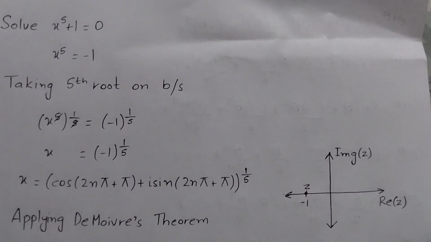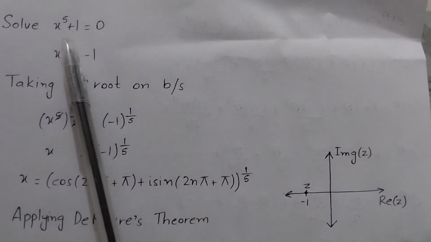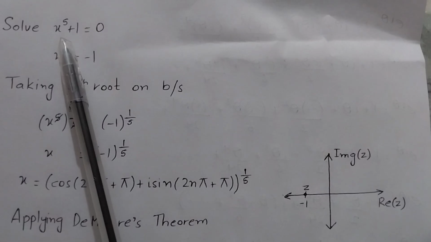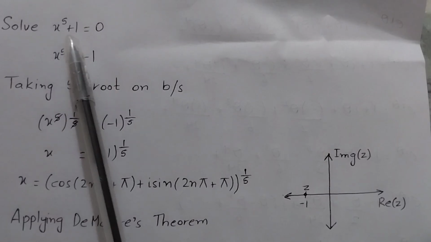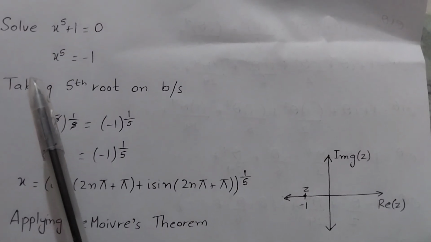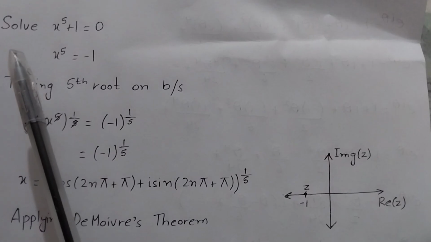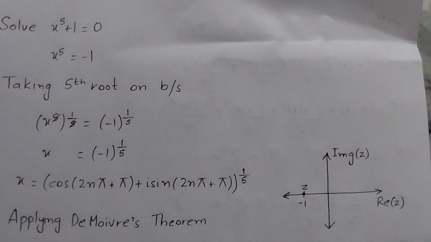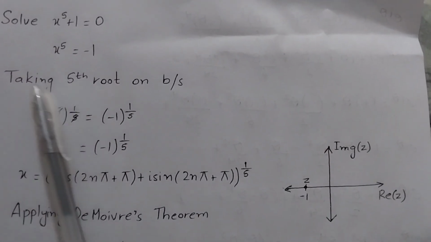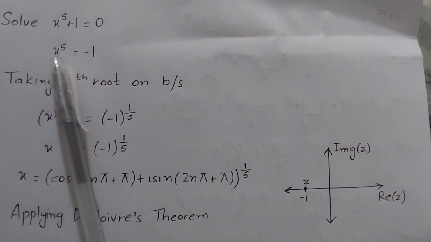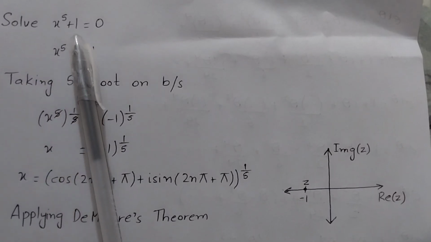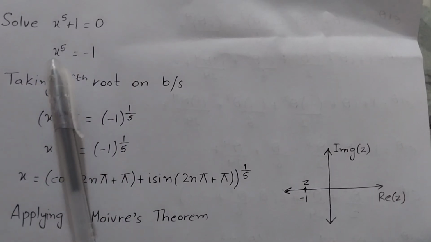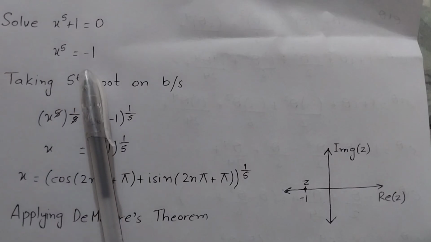Today we are going to solve this equation x raised to power 5 plus 1 equal to 0. So we'll move this plus 1 to the right hand side. This will become x raised to power 5 equal to minus 1.